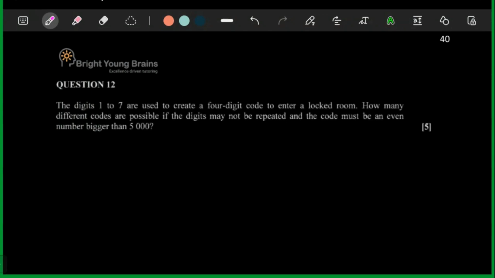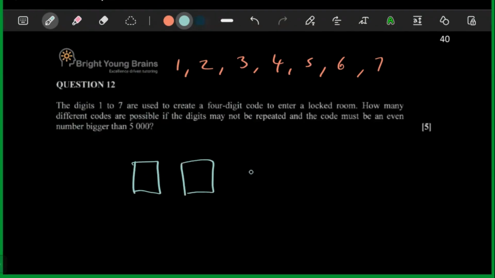So they're talking about us using digits 1 to 7. So you want to visually see what that looks like. There's 1, 2, 3, 4, 5, 6, 7. There's 7 numbers that we're using. They are used to create a 4-digit code. So what you do is you want to see that there's going to be a slot for this first position, second position, third position, fourth position. So this is what our code is going to be looking like.